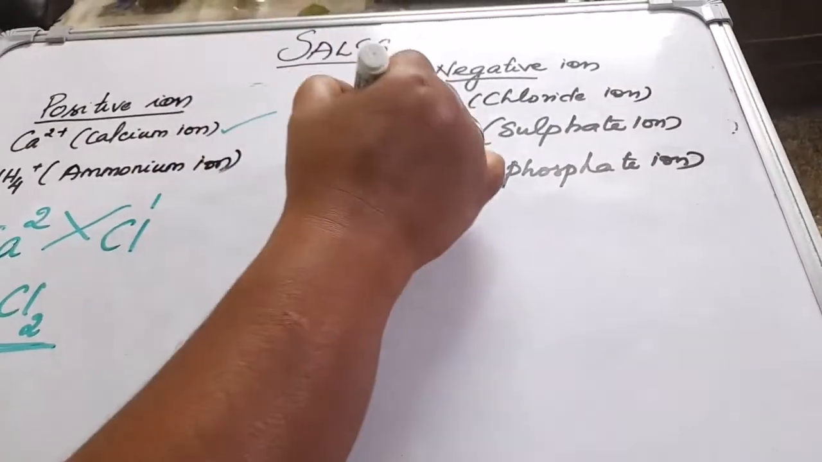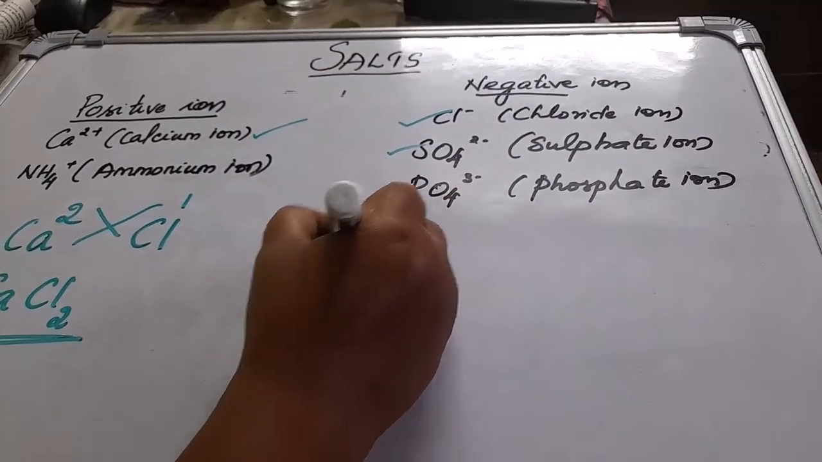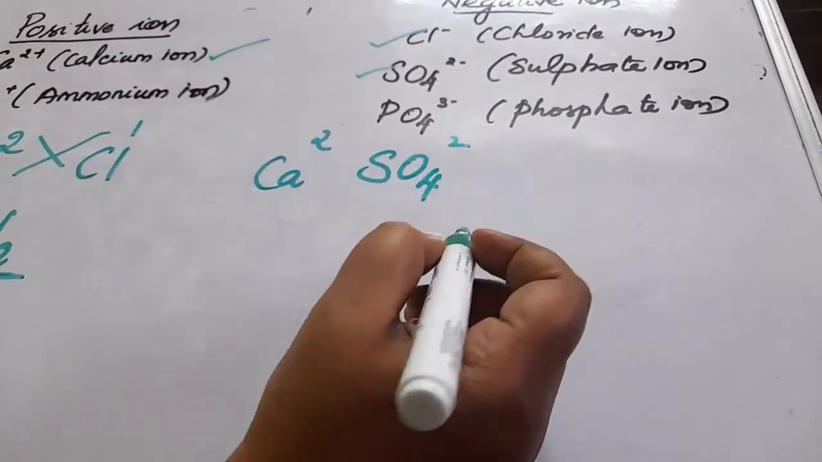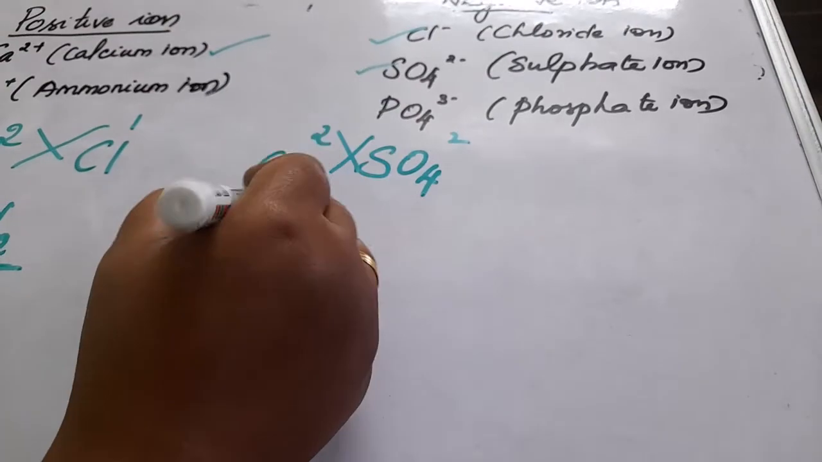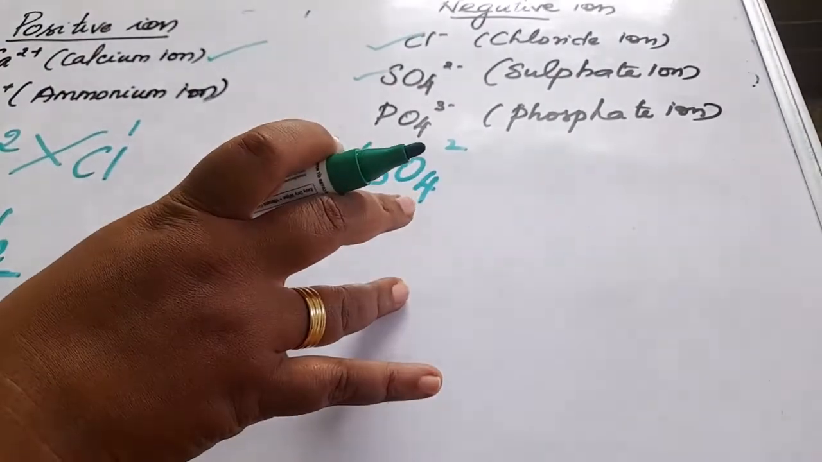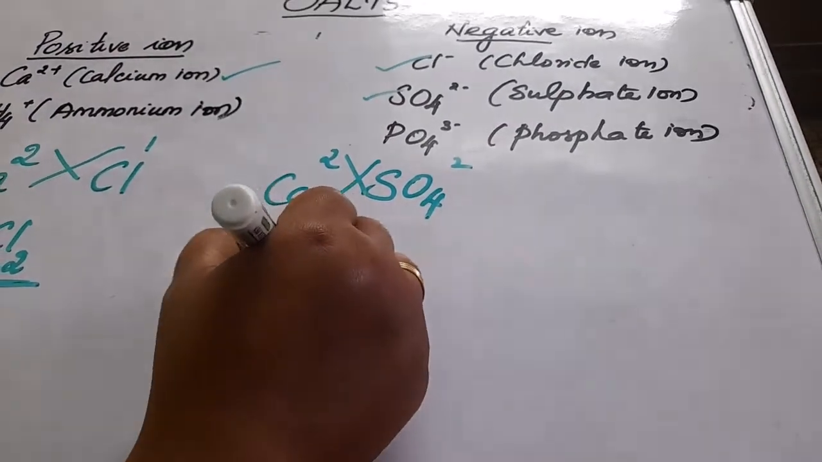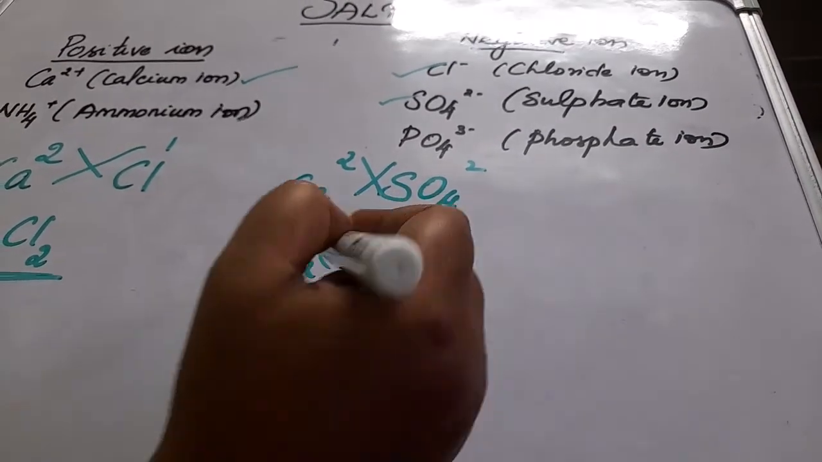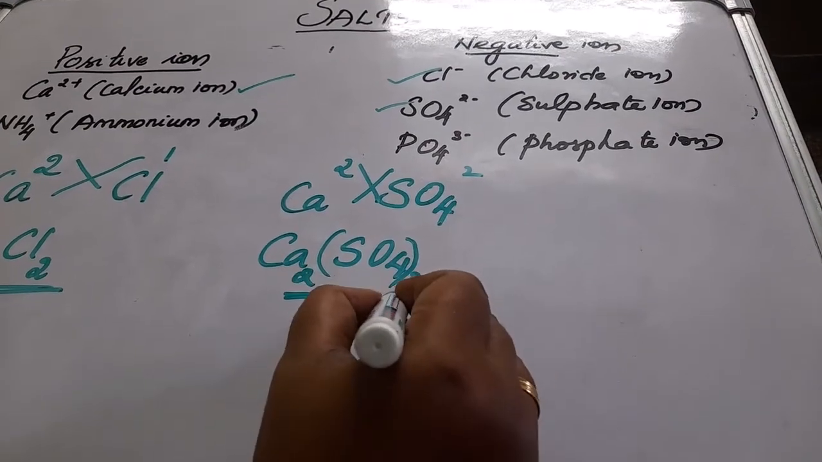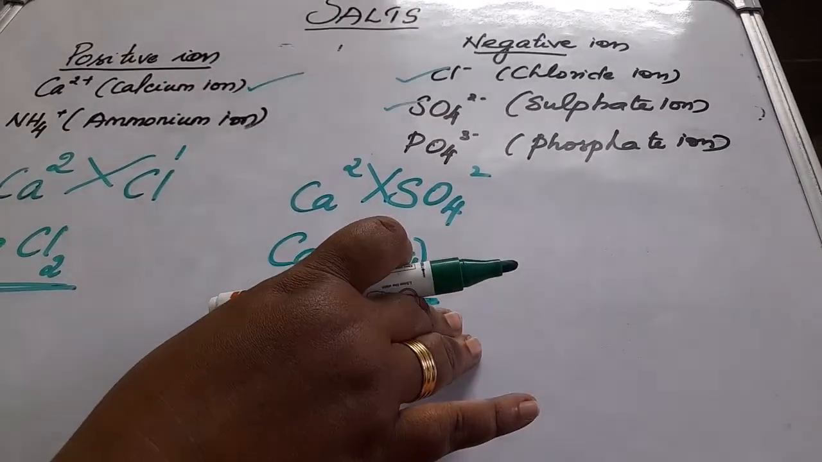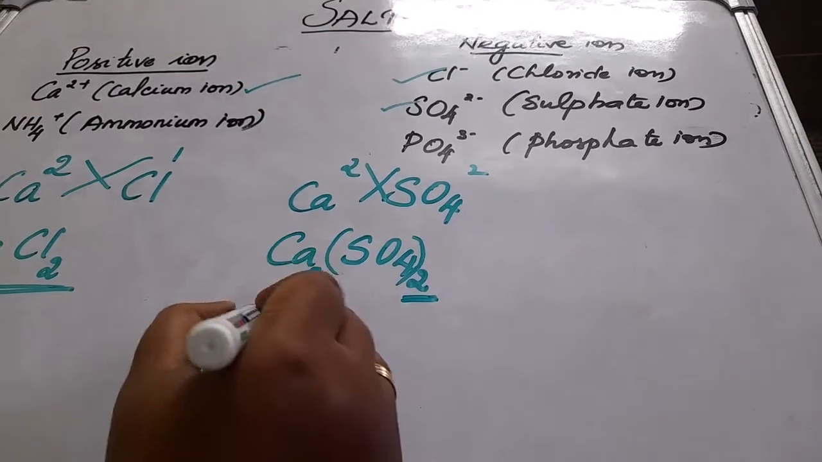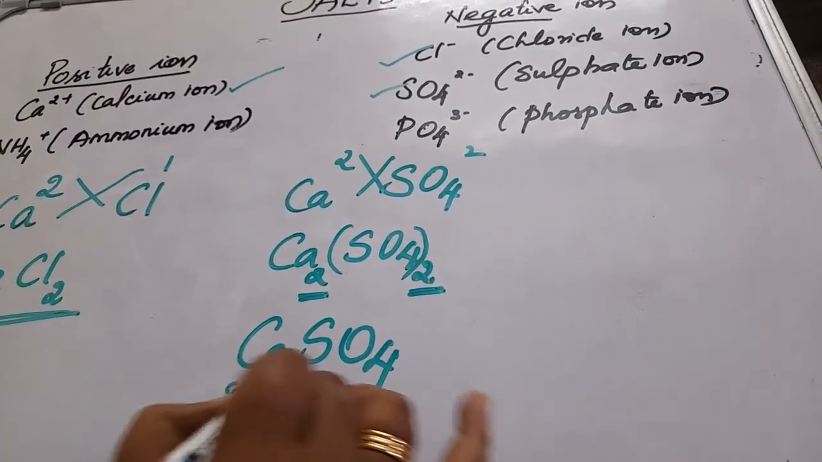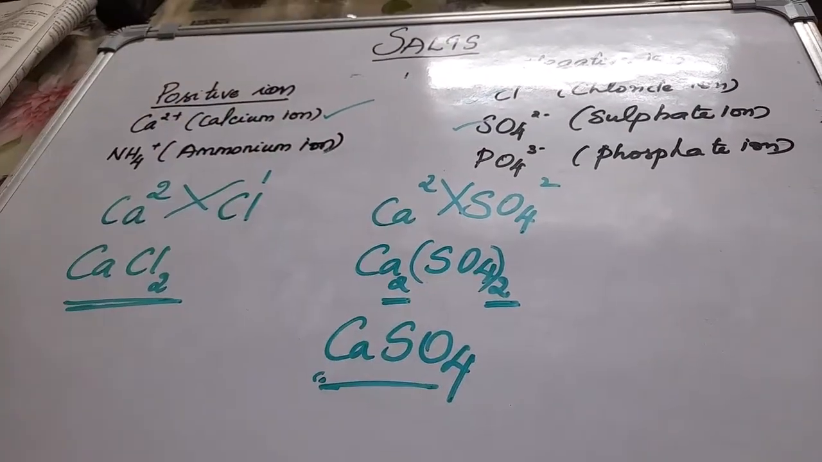Now I am taking calcium and sulfate. Ca, here it is 2. Sulfate, SO4, 2. Cross multiply. Don't write the charges. Ca2SO4 2. Since both of them have the same number, it can be easily divided by 2. So what will we get? CaSO4, calcium sulfate.